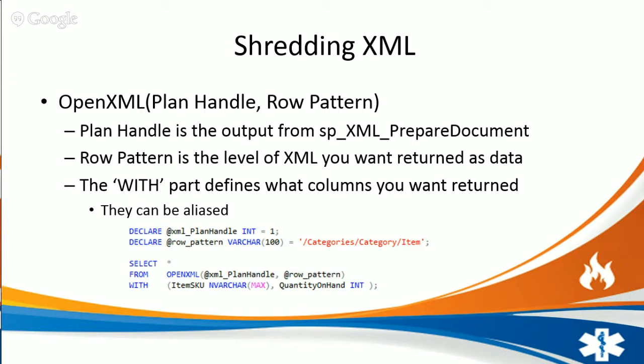So in this example that I put on there, we'll go over it in the demo, the plan handle is 1, so it was the first XML that we ran into it for our session. And we're just going to select everything from that plan where the row pattern matches category/item. And we'd want to see back the item SKU value and the quantity on hand value.